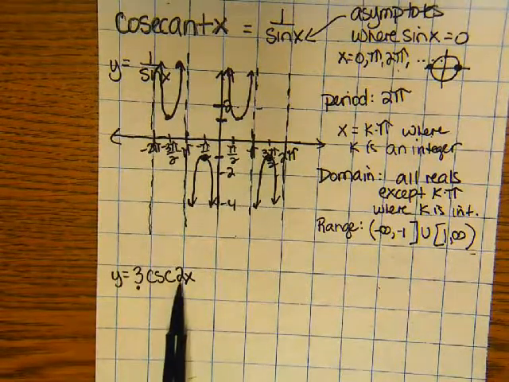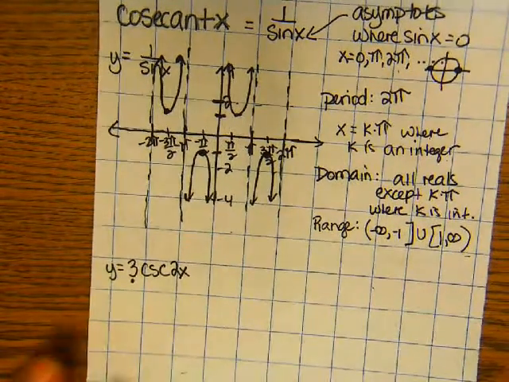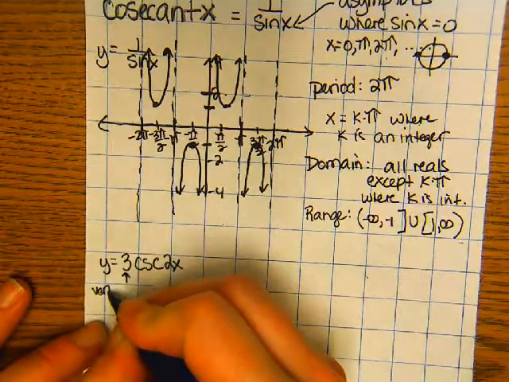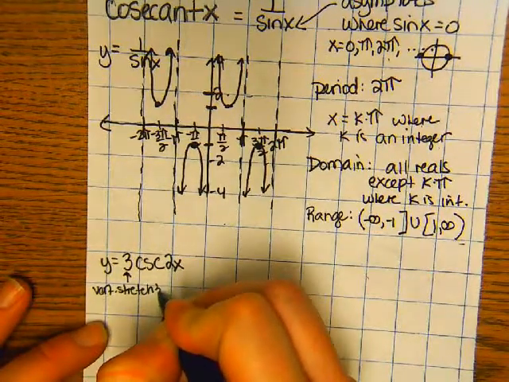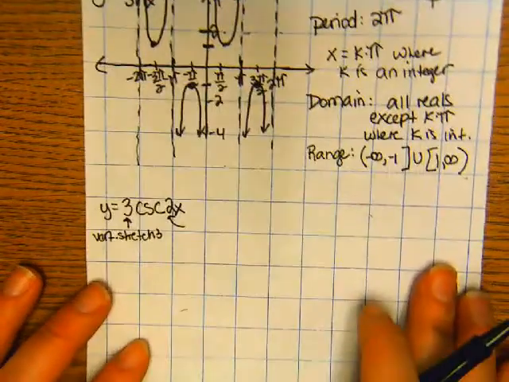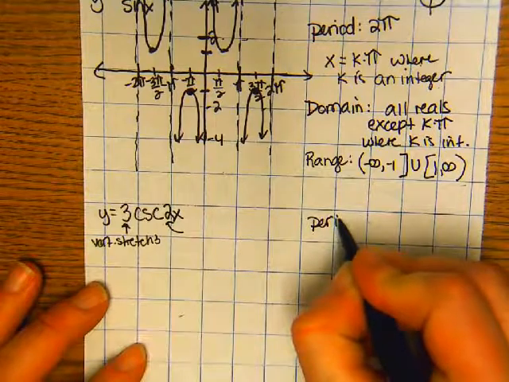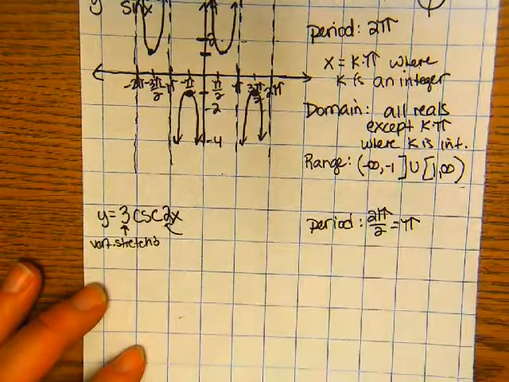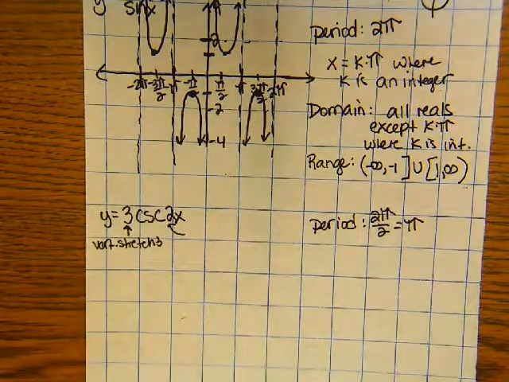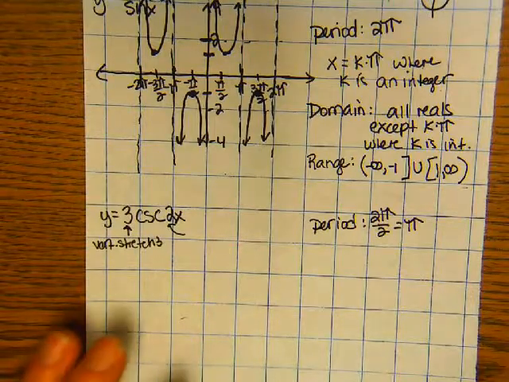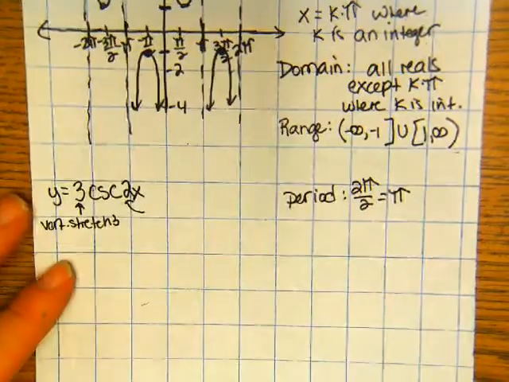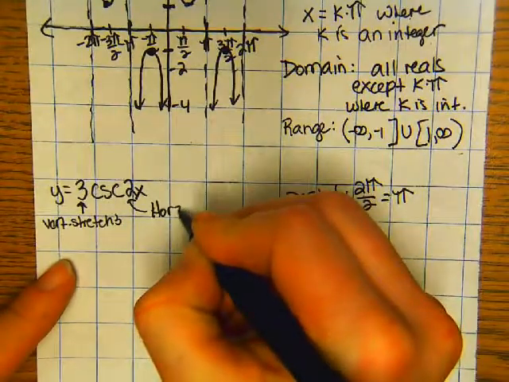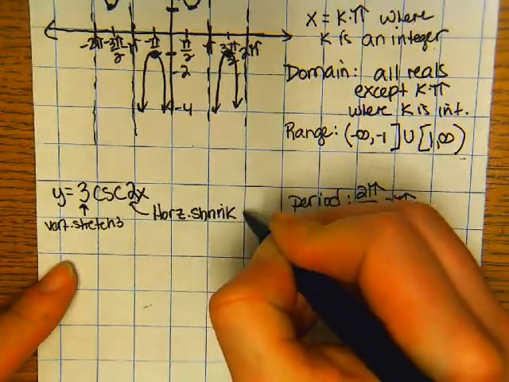And this is a 2x. What does that do to the graph? Yeah, so this right here is a vertical stretch of 3. And this 2x, so what happens then is the new period becomes the old period divided by b. So 2 pi over 2, the new period becomes pi. I just horizontally shrunk this graph by a half. So that's a horizontal shrink of 1/2.